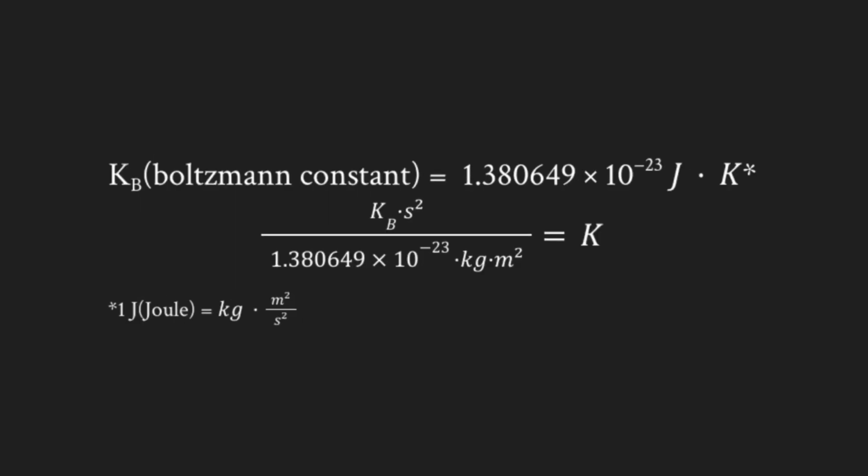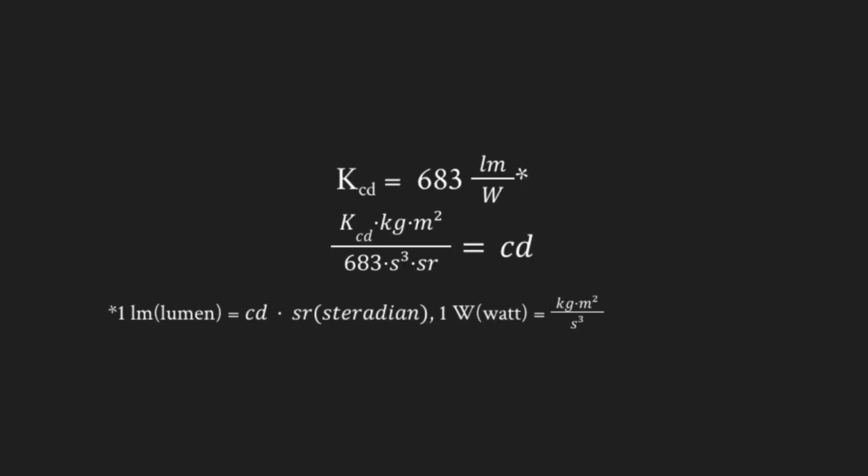The Boltzmann constant is 1.380649 times 10 to the negative 23 joules per kelvin, or kilogram meters squared per Kelvin second squared. Dividing by the value of a joule, which itself is defined by the kilogram, meter, and second, gives the value of a degree Kelvin. The candela is found by setting a specific frequency of light called K_cd to be 683 lumens per watt, or candela steradian second cubed per kilogram meter squared. Steradians being simply the 3D equivalent of a radian and thus having a purely mathematical definition.